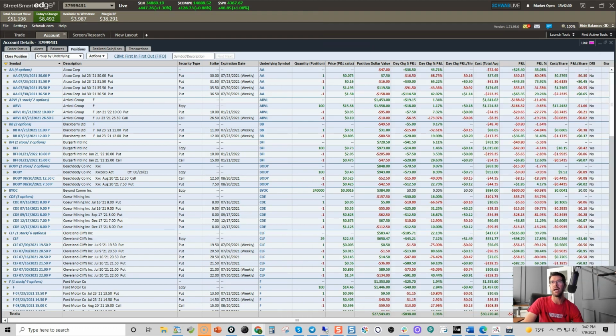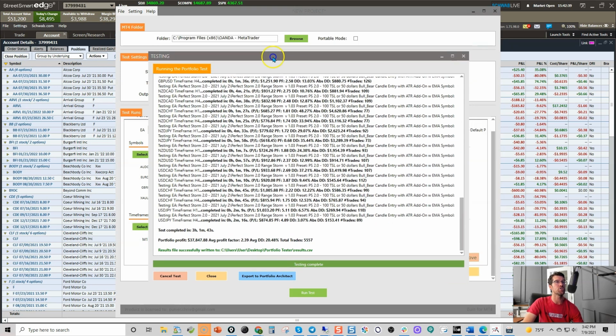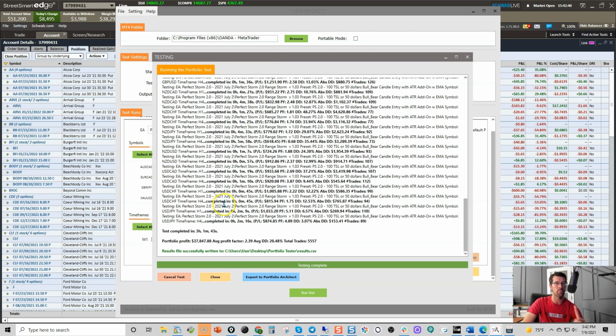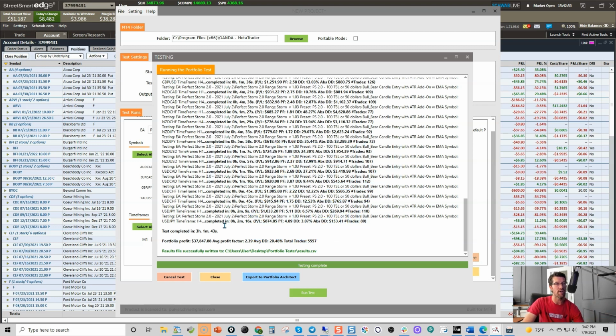What I'd like to do now is actually show you what this looks like. So here is my Portfolio Backtester at work, and I just ran these tests, and this is one particular robot that I have. It's called the Perfect Storm, and I ran this on 28 currency pairs. I used tick data from 2019 to 2020 to 2021 to present. So this is about 2.5 years of live market tick data, all right?